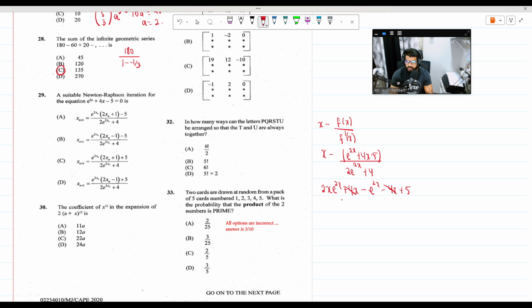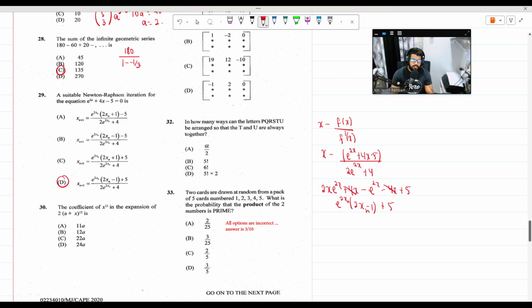So I can factorize out e to the 2x. So I'm going to get e to the 2x into 2x minus 1 plus 5 on top. Just replace x with x sub n. So 2x sub n into e to the 2x sub n into, nice, 2x sub n minus 1, right? And we have a plus 5, so the answer is D.